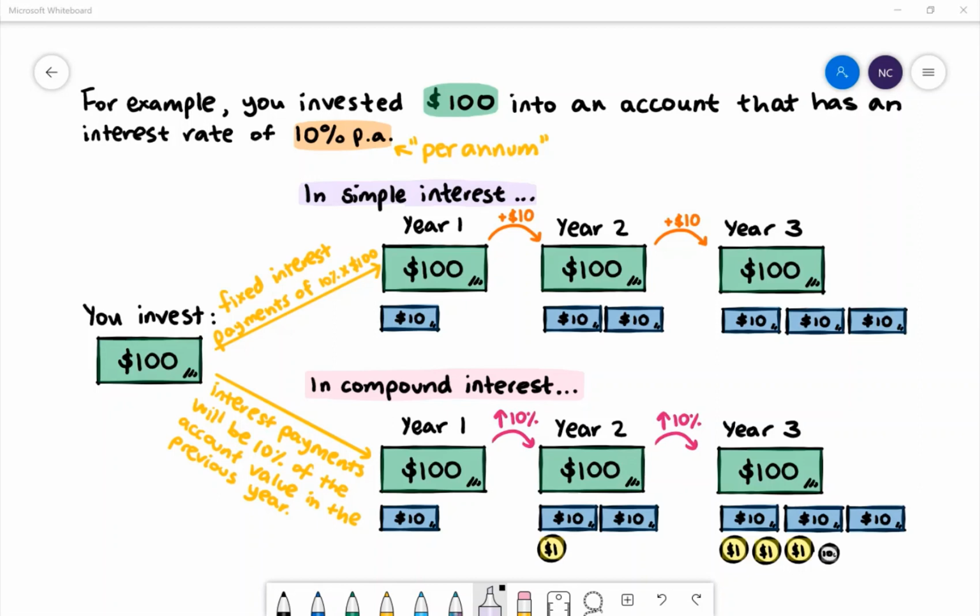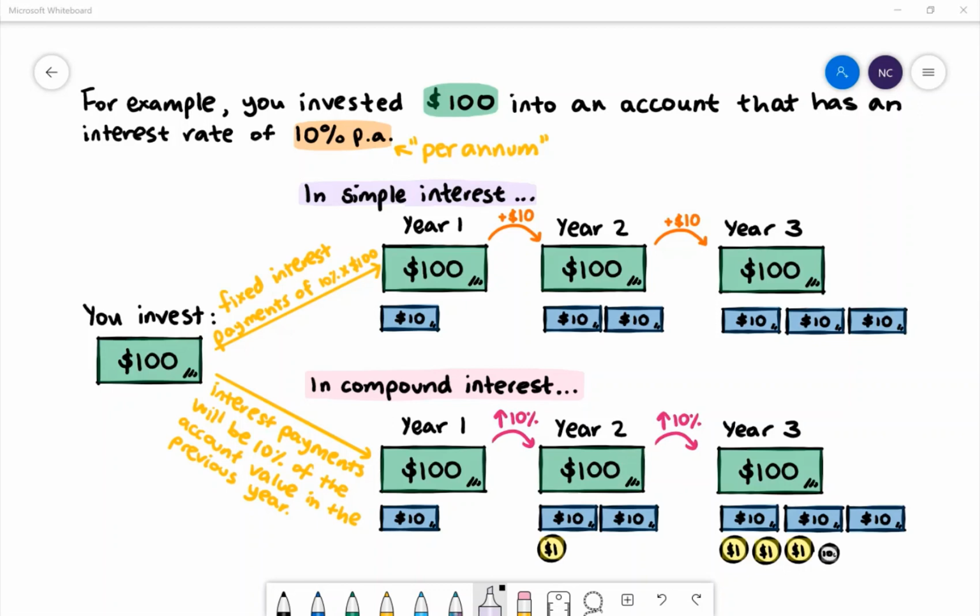At the end of the first year, you will have $110. In the second year, you will gain another $10. So you will have $120 at the end of the second year. In the third year, you will gain another $10, leaving you with $130 at the end of your third year.